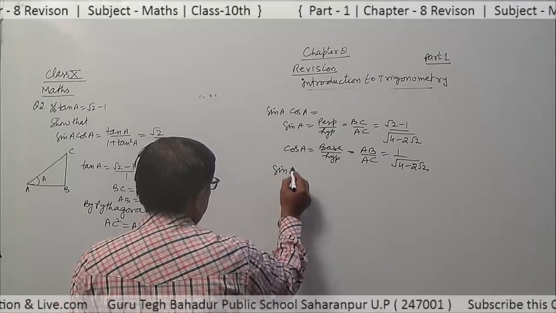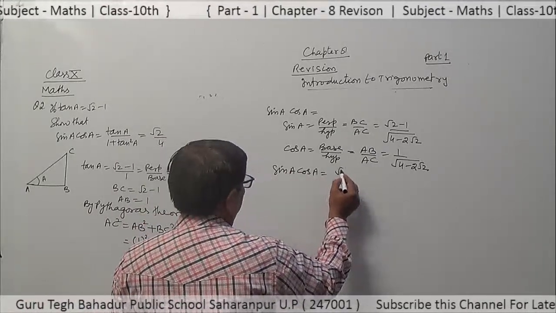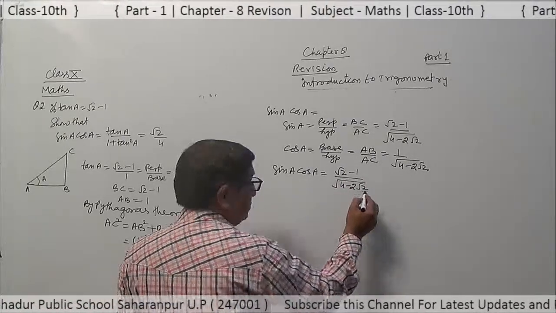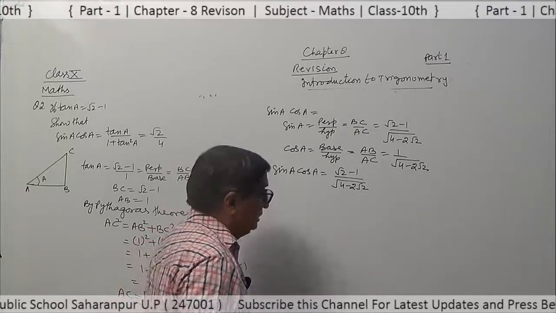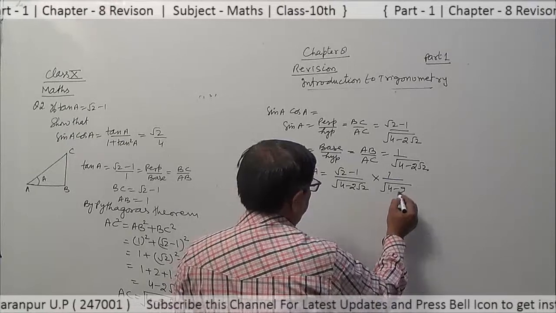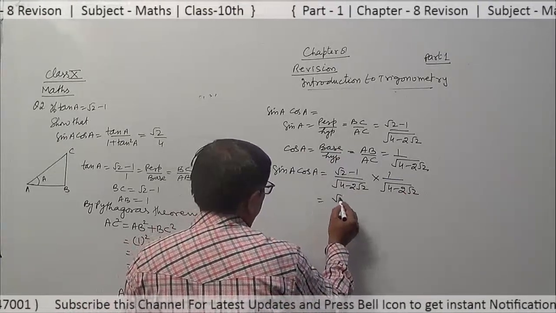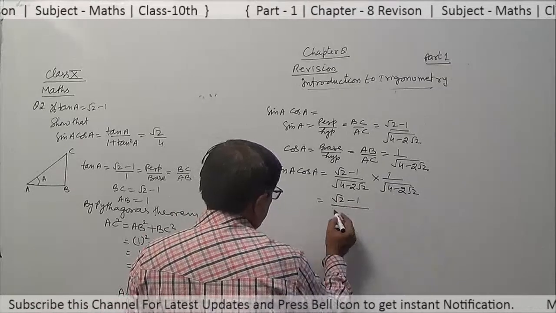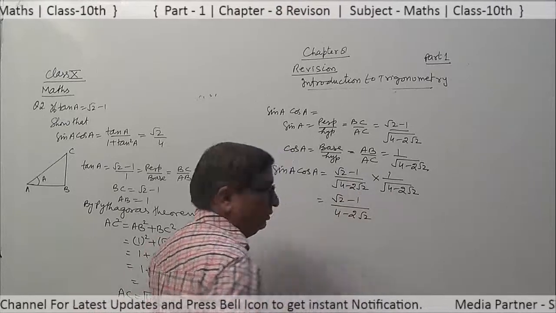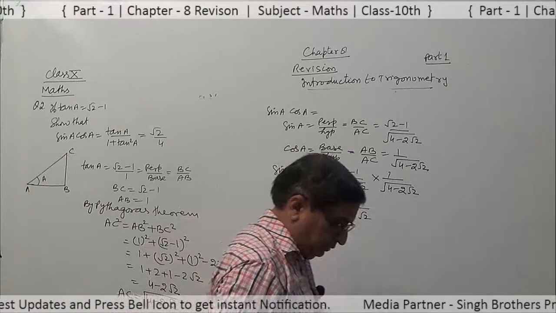Sin A cos A is root 2 minus 1 upon root 4 minus 2 root 2, multiplied by 1 upon root 4 minus 2 root 2. Root 2 minus 1, this root is separated because the whole square is there, so it will be 4 minus 2 root 2.